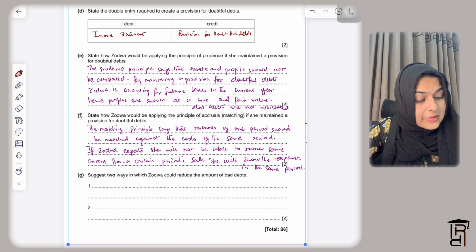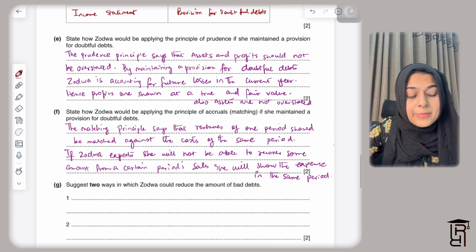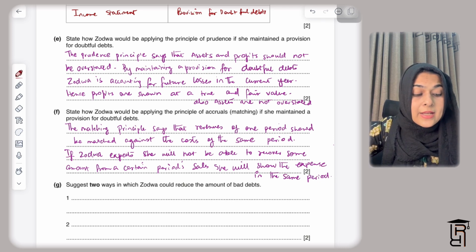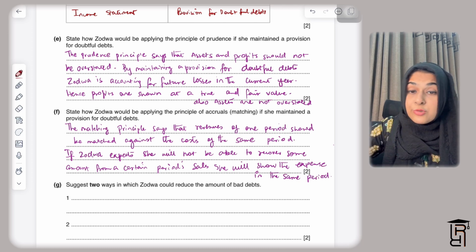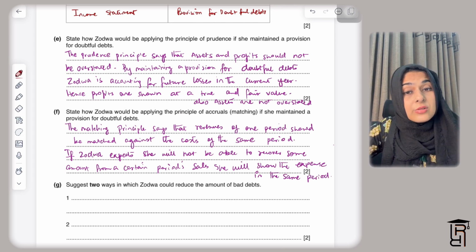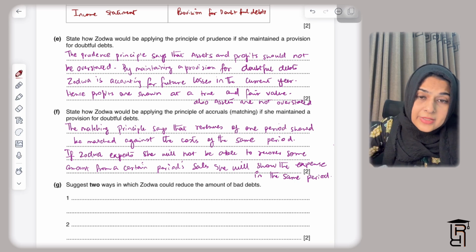In the next part, this is also pretty interesting. They are saying here, state how Zodwa would be applying the principle of prudence if she maintained a provision for doubtful debts. I have written here the principle of prudence says that assets and profits should not be overstated. By maintaining a provision for doubtful debts, Zodwa is accounting for future losses in the current year. Hence, profits are shown at a true and fair value, and assets are also not overstated. Because the provision amount is going to be subtracted from trade receivables, assets will not be overstated.